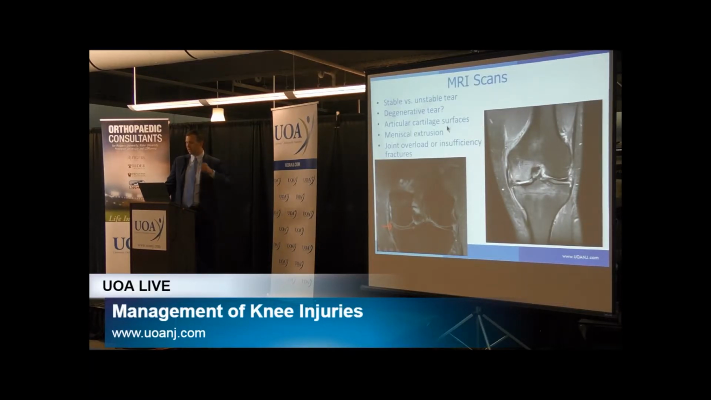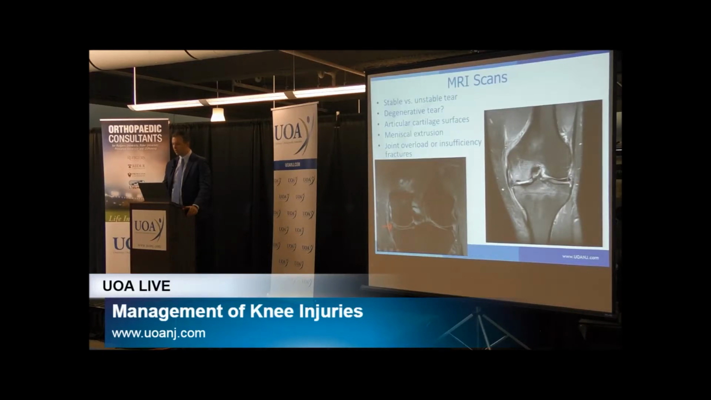We can understand really if it's a stable tear, if it's an unstable tear. What does the articular cartilage look like? So is there a significant amount of arthritis? That's certainly important when we counsel these patients. And something that's probably a new concept, but we're beginning to learn the importance of, is there any extrusion of the meniscus? Is that meniscus pushing out of the joint? As the tibia and femur are coming together, is it pushing the meniscus out of the joint?